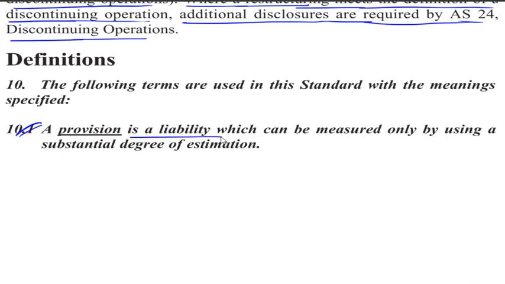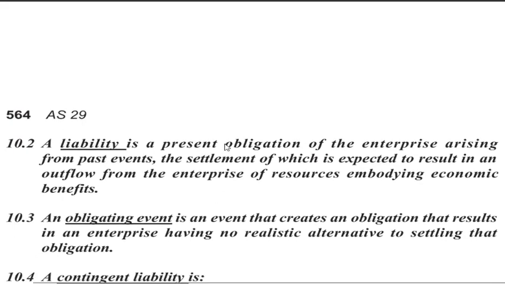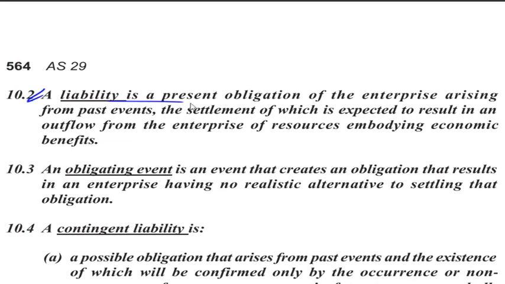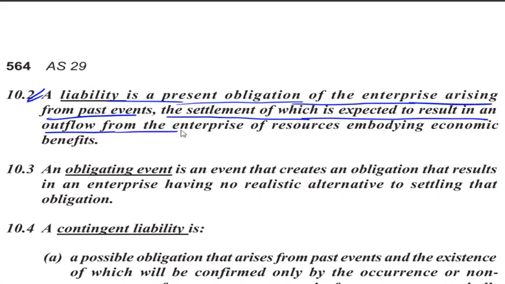Provisions. Provision is a liability which can be measured only by using a substantial degree of estimation. Liability. Liability is present obligation of the enterprise arising from past event, the settlement of which is expected to result in an outflow from the enterprise of resources embodying economic benefits.